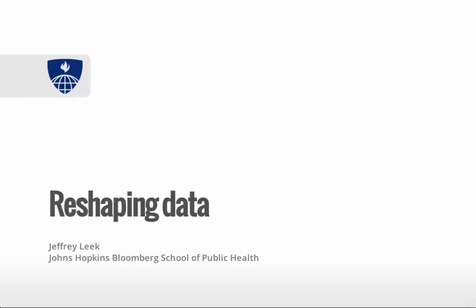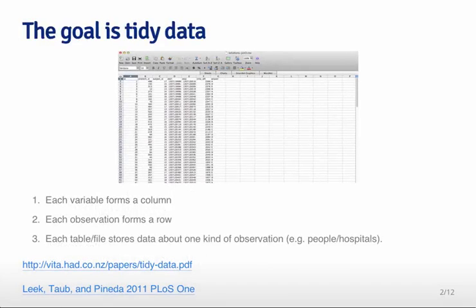Often the data that you load into R will not necessarily be tidy. It'll be shaped in some strange way, or there'll be a variable in a row, or there'll be something else going on. And so the first thing that you might need to do is reshape the data into the format that you'd like to have it in. So the goal, remember, is tidy data. So tidy data has several principles.